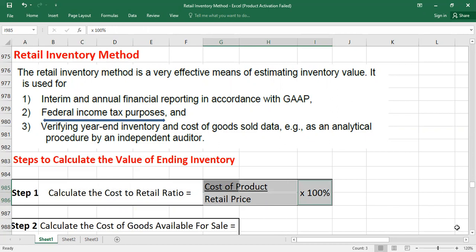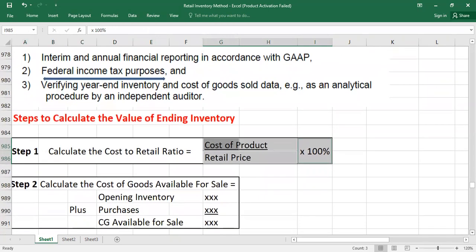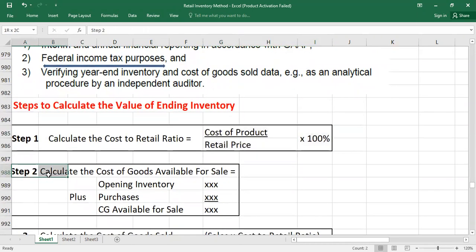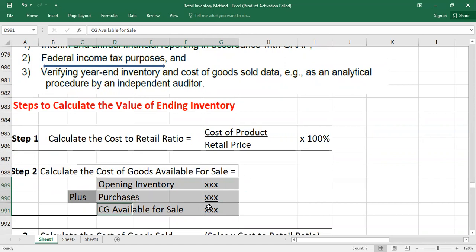Once the cost to retail ratio has been calculated, you then go to step number two. We will calculate the cost of goods available for sale. To calculate the cost of goods available for sale, we need the value of opening inventory plus the value of purchases. If you add these two items, this is how you get the cost of goods available for sale. And here, as I told you, we are assuming that we have maintained all the records related to inventory and purchases, especially opening inventory.